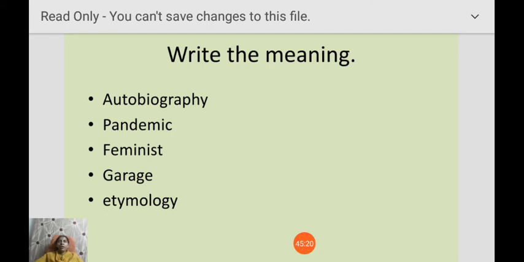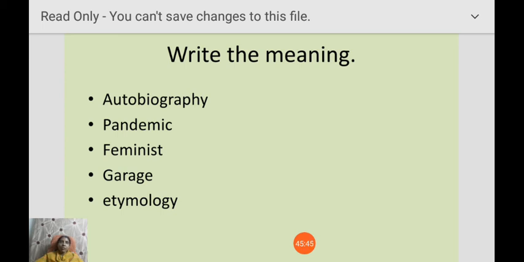Autobiography. What is the meaning of autobiography? Life history of a person written by himself. This is most important. Written by himself. He himself wrote the life history. So that's why it is autobiography. Auto means self. So here a biography written by self.